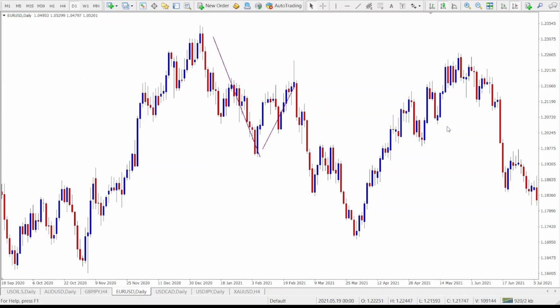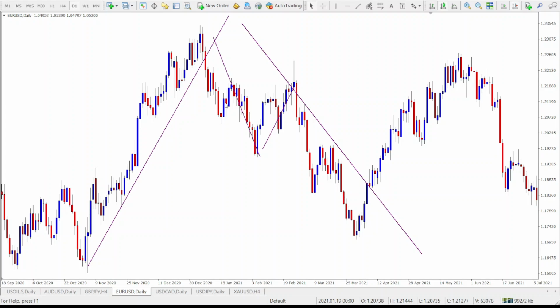Now let us talk about leading diagonals first. The leading diagonals appear at the start of a trend, right? For example, in this particular sell trend, this is the start of the sell trend, because we had a buy trend just before that. And after this breakout, we can see that this particular sell trend started.